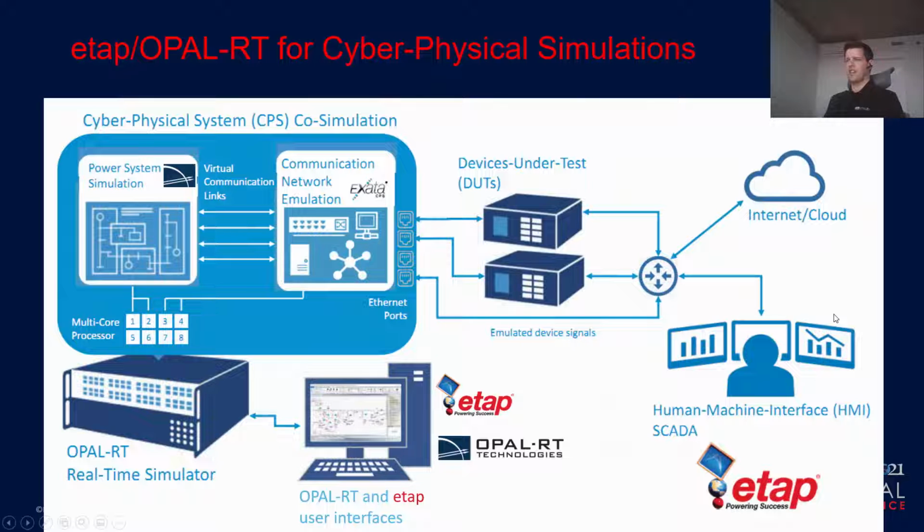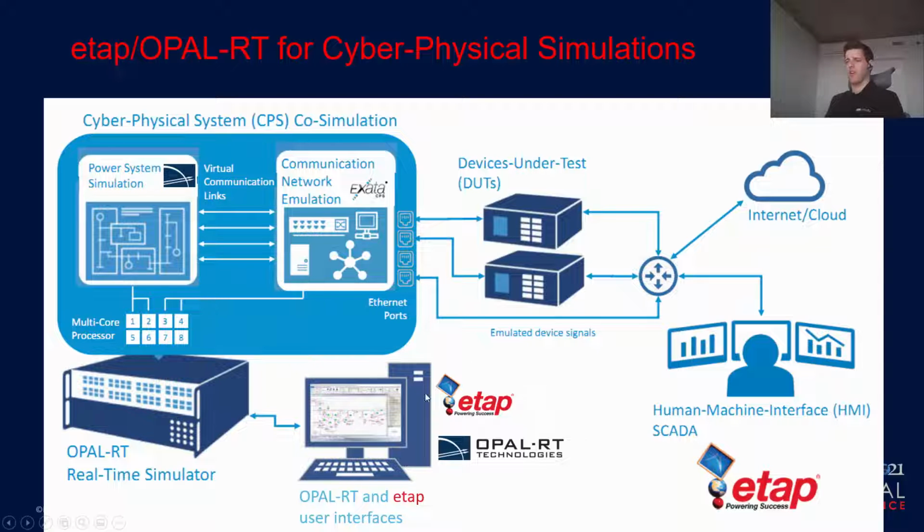You can extend this idea also to cyber-physical simulations. So OpalRT provides, through a partnership with another company, a tool that's called Exata CPS, the capability to co-simulate the power system together with its communication network to get the best accuracy possible and closing the loop to evaluate the interactions between the communication network and the power system.